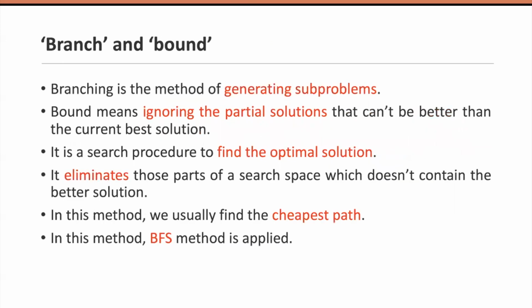So what does the term branch and bound mean? Branching is the method of generating subproblems, and bound means ignoring the partial solutions that cannot be better than the current best solution. It is a search procedure to find the optimal solution. It eliminates those parts of the search space which don't contain a better solution. And in this method, we usually find the cheapest path.